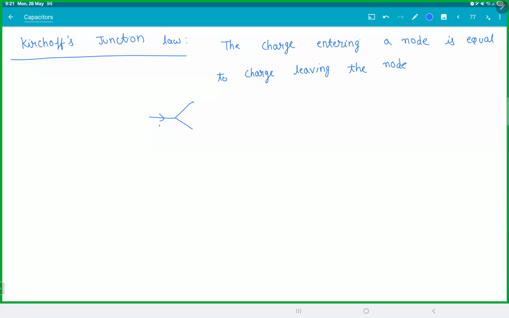So if someone tells you charge Q1 is entering, charge Q2 is entering, and charge Q3 is also entering, this is not possible because the net charge entering must be 0. So I can say Q1 plus Q2 plus Q3 is equal to 0. Making sense? Same way I can say the charge leaving that entire node is also 0.